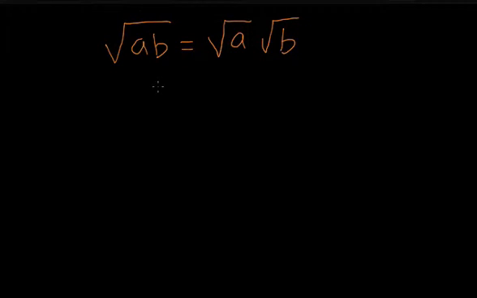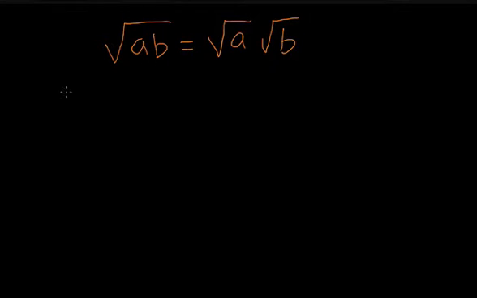Let's take a quick minute to remind ourselves what the multiplication property of radicals says. If you have the square root of a product AB, then that'll equal the product of the square root of A times the square root of B. We use this property extensively to simplify square roots.